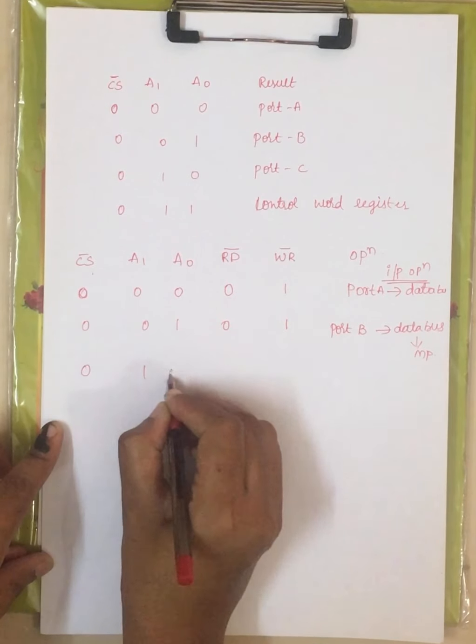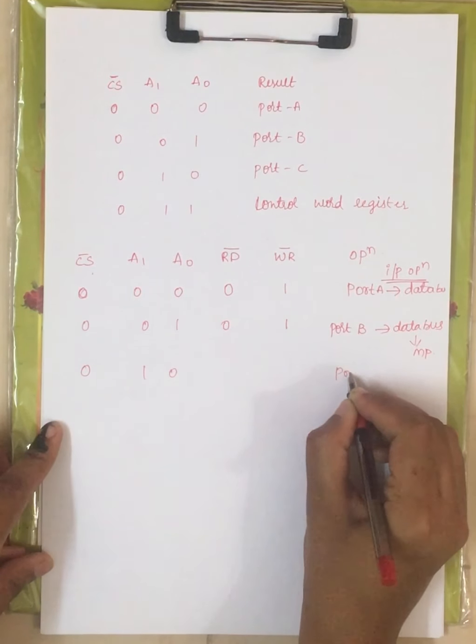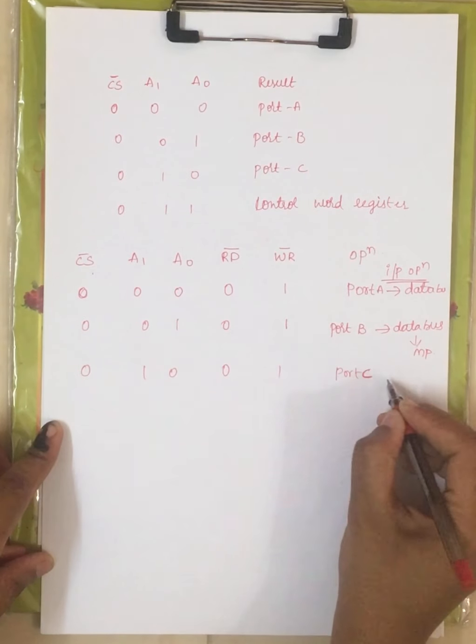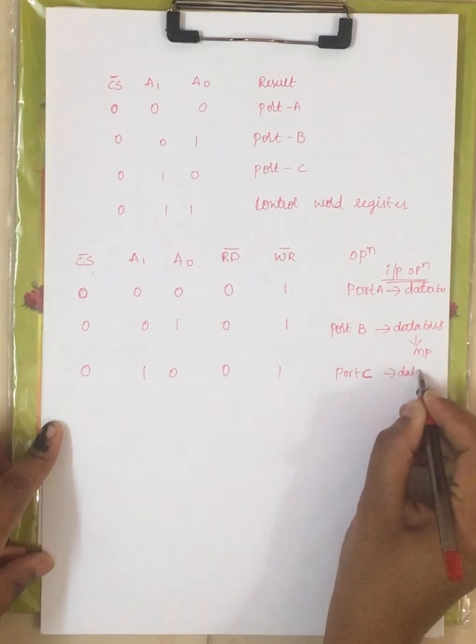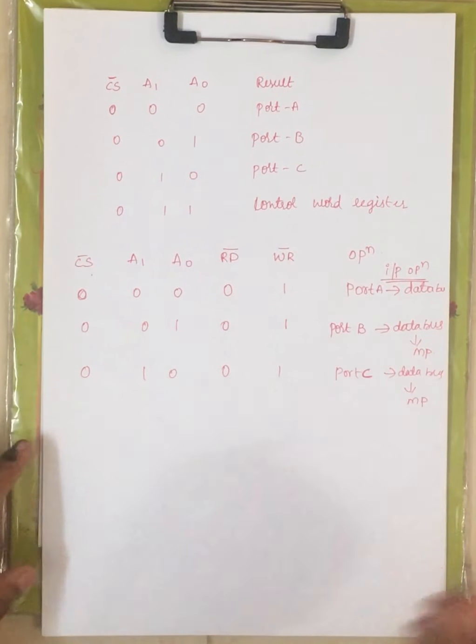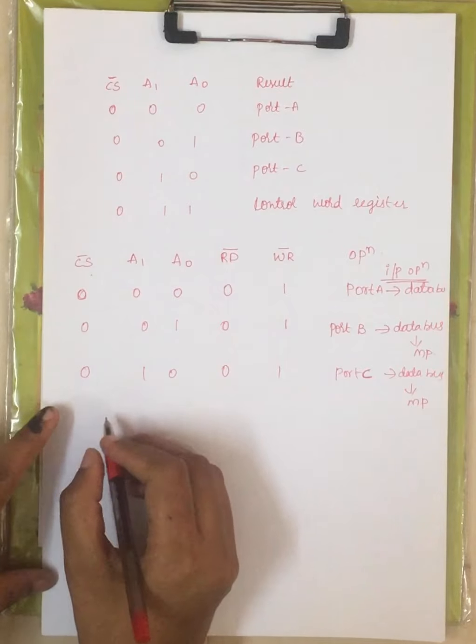Now 0, 1, 0, which port is selected? Port C, right? Now for the read operation, the data is transferred over the data bus to the microprocessor, right?